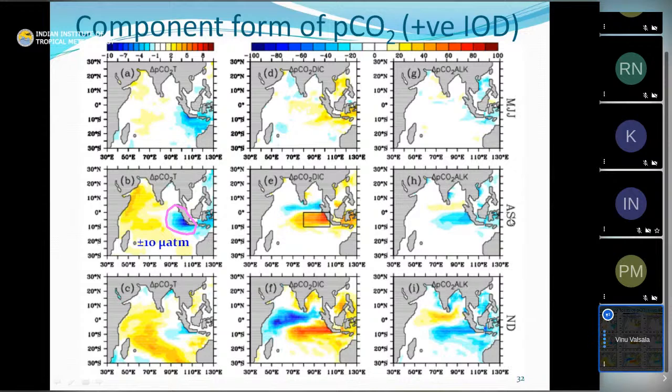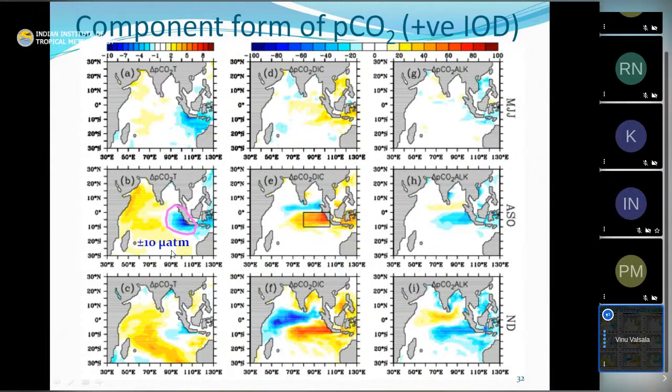During August, September, and October, you can see a clear demarcation of lowering of pCO2 in the east, southeast Java coast due to the enhanced upwelling, and the SST is warming in the west. So you also see the temperature-induced pCO2 increasing in the west, which intensifies further by November, December. And this maximum comes to around plus 10 microatmospheres.